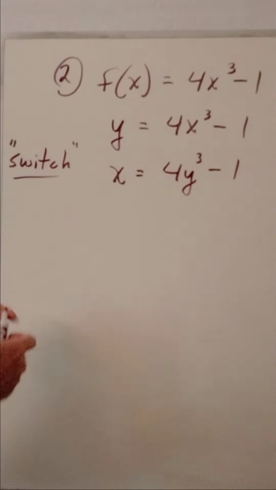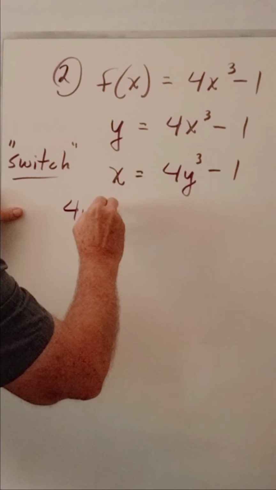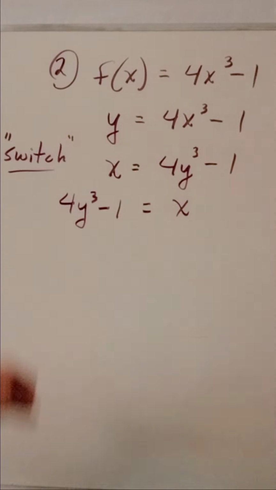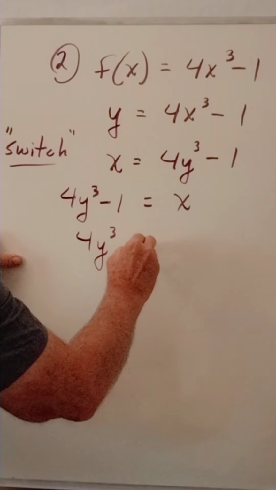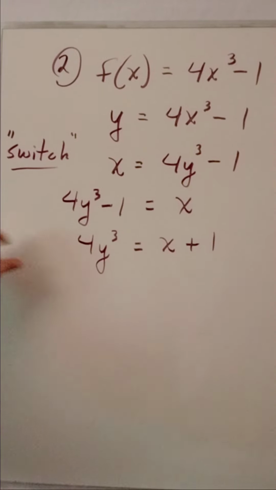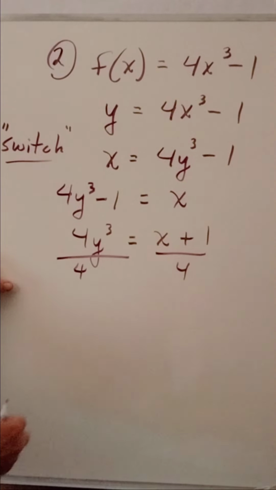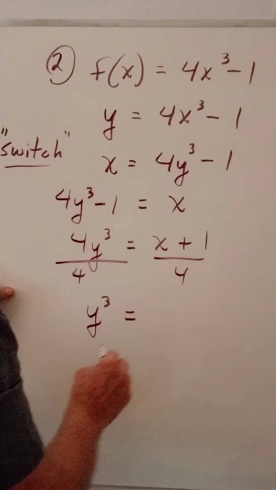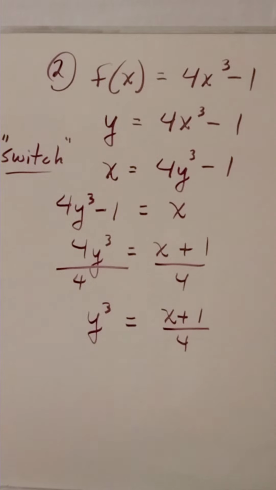Now I'm going to move the binomial over to the left. I wouldn't have to, but it's just more conventional if we do. Now we're going to solve for y. Move the 1 over. Divide both sides by 4. And we'll get it down to y cubed is equal to x plus 1 over 4.